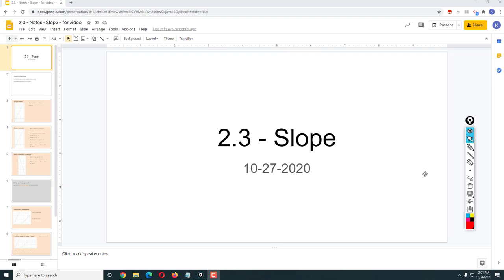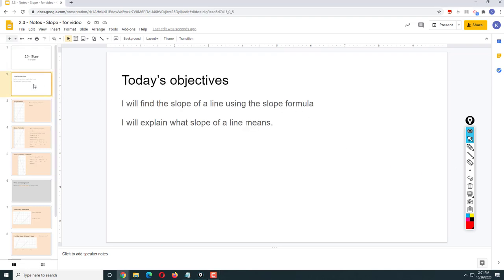Welcome to 2.3 Slope. In the last lesson, we learned how to find the rate of change of a table and how to find the slope of a line. In this lesson, we will find the slope of a line using the slope formula and explain what slope of a line means.